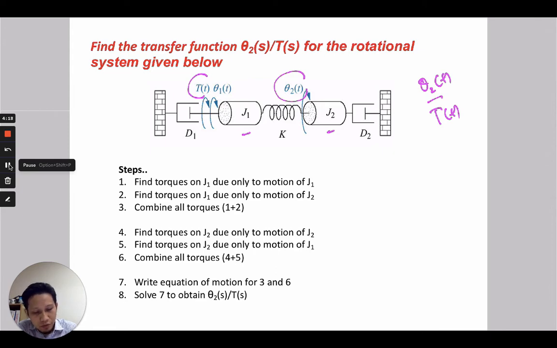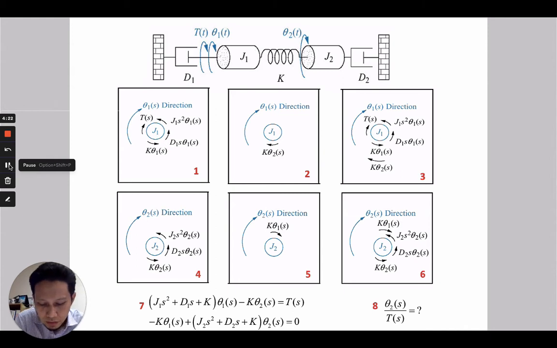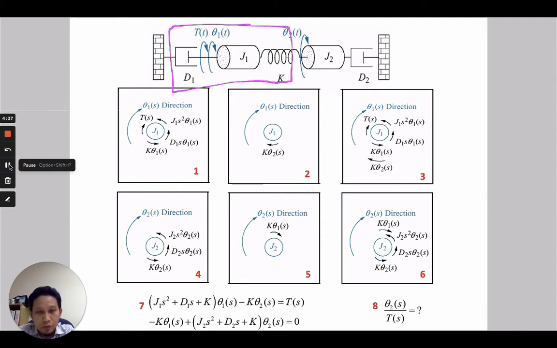So let's demonstrate this example here. Now we have two inertias, J1 and J2. For J1, let's focus on these blocks here. For J1, we have the torque T, and theta 1 is in the torque direction. Then what we need to consider for the inertia J1 is the inertia of J1 itself, the viscous damper D1, and the spring K.